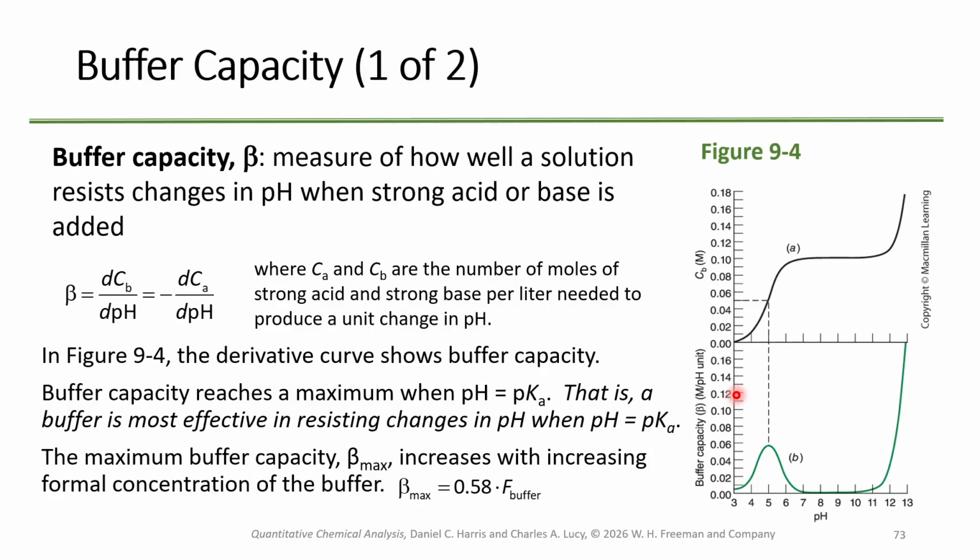Now, the maximum buffer capacity increases with increasing formal concentration of your buffer. So keep that in mind. Your formal concentration of your buffer times 0.58 typically is going to be about equal to the buffer capacity. And this right here is your pH versus buffer capacity.